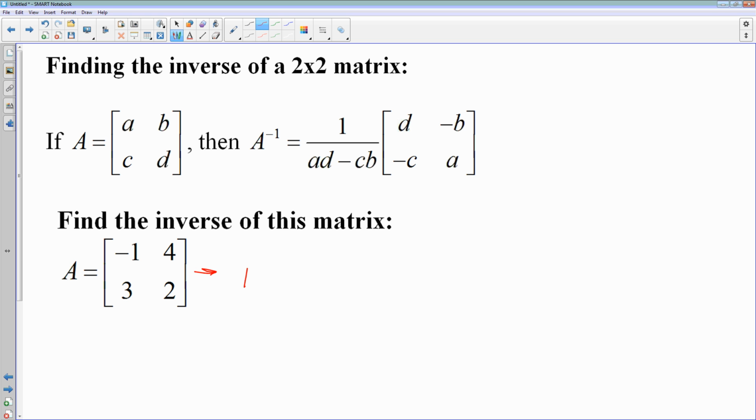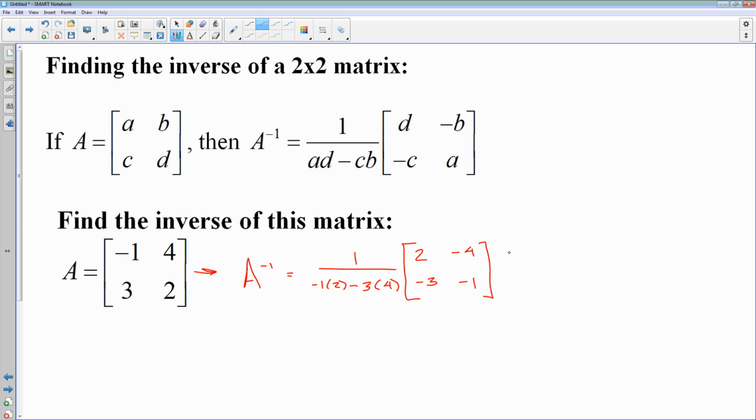So A inverse would be 1 over, and then it's A times D minus B times C. So we multiply going down, negative 1 times 2 minus 3 times 4. And then you multiply that constant through the matrix, and then we swap the A and the D. So we're going to swap negative 1 and 2. So we'll have 2 and negative 1, and then 3 and 4 will become negative. So that'll become negative 3, negative 4.